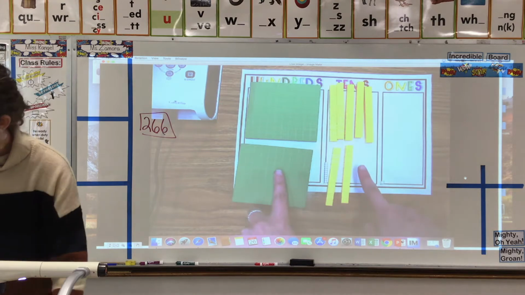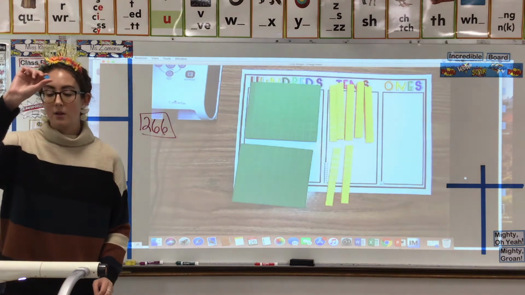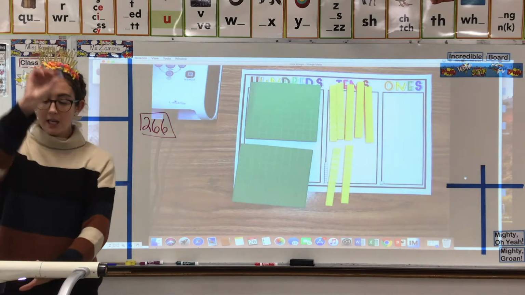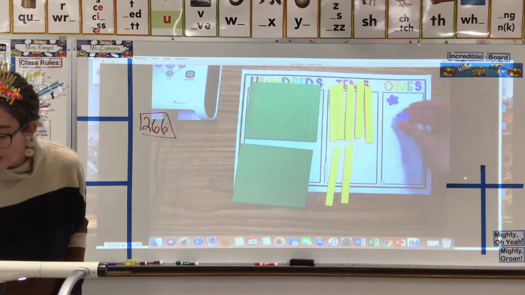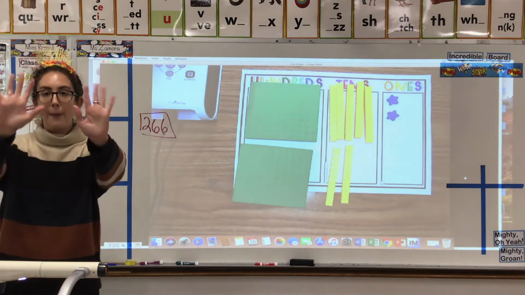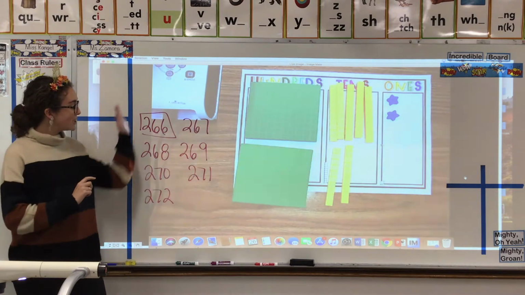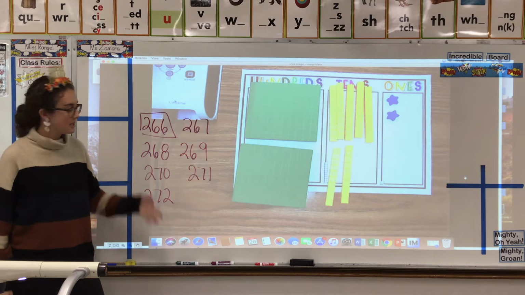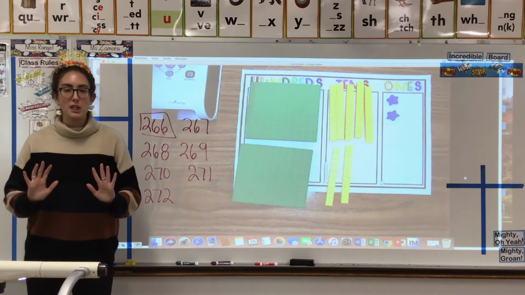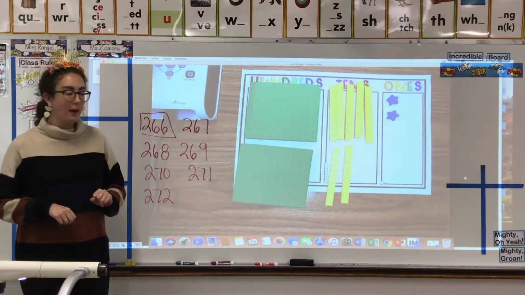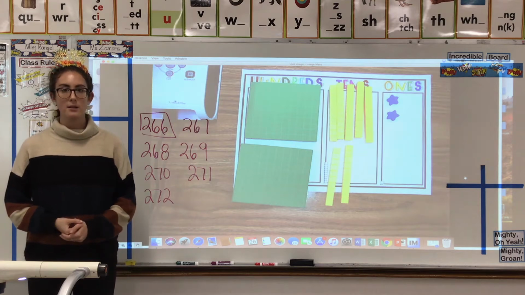Okay, we're at 270. I want us to keep counting by ones. So we've got 270, 271, 272. Pause right there. Okay, second grade, we just counted this sequence, starting at 266 to 272. This is where we've paused. What is the pattern of this sequence of numbers?